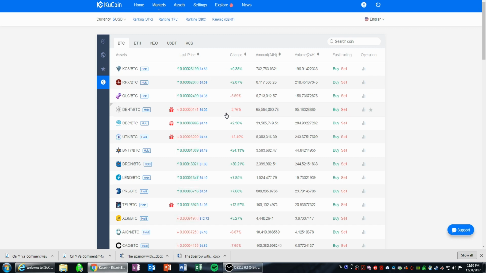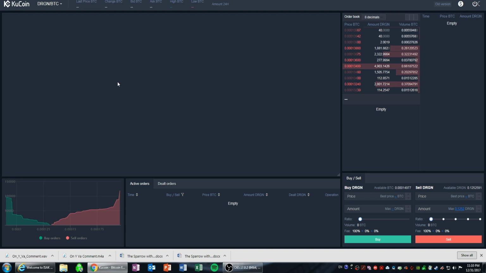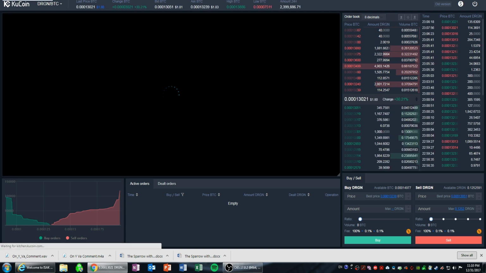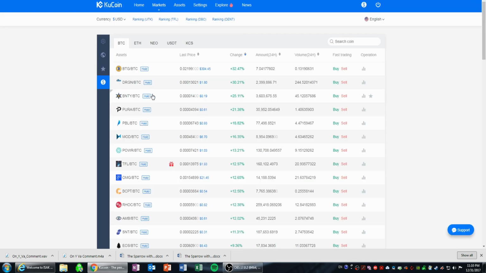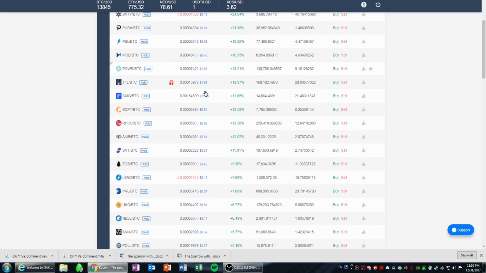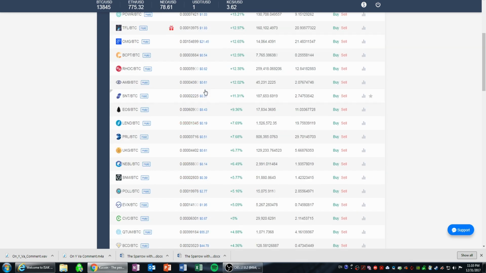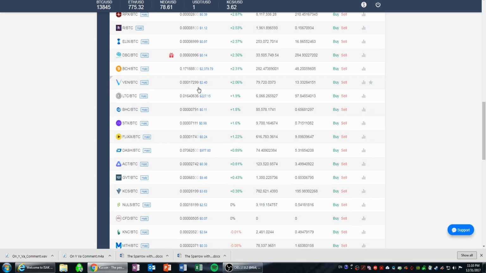So look at all these coins, man. Like Dragon, look how much that's up by, right? And you can actually look at the graph here. That's crazy. And the craziest part about this is that because of this referral program, KuCoin is the fastest growing exchange. So that means all these cryptocurrencies that you have are going to go up, and they're going to go up fast. So if you get in on this quickly, then you have a good shot of making some big money in this.